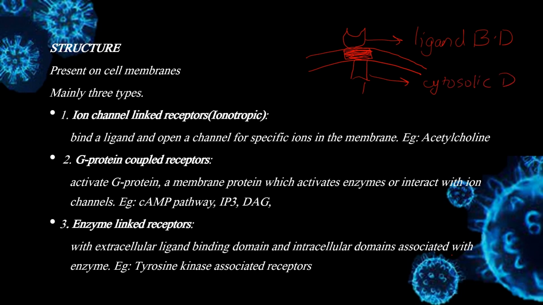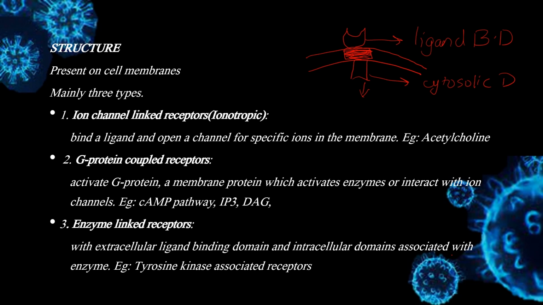Cytosolic domain through which it communicates to the inside of the cell. So mainly the cell surface receptors are of three types: ion channel linked receptors, which are also called ionotropic receptors, which bind a ligand and open a channel for specific ions to pass through the membrane, for example acetylcholine.